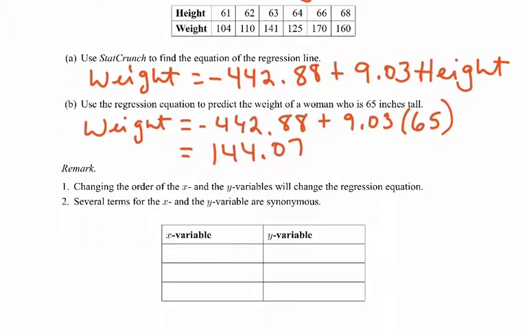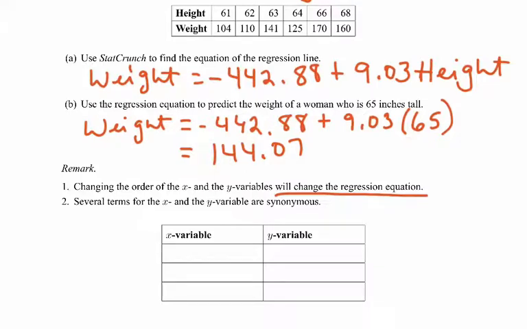A couple of things to mention here. Changing the order of the X and Y variables will change the regression equation. If your independent and dependent variables change, that will change your equation. Now the R value, the correlation coefficient that we talked about in the last lesson, will not change, but the equation itself will certainly change.